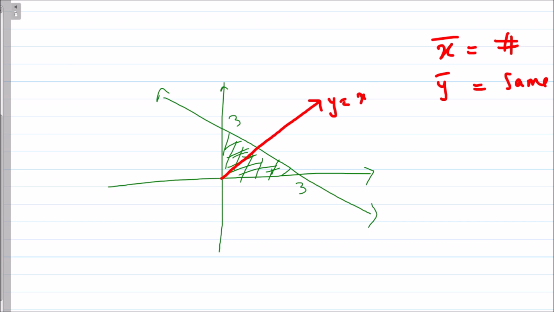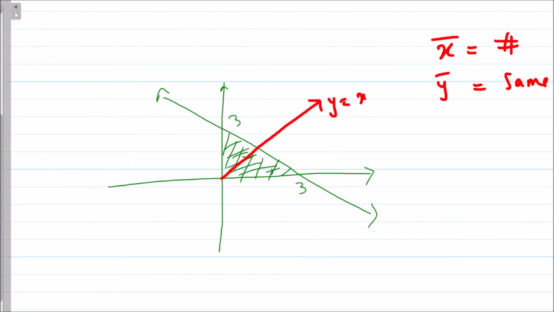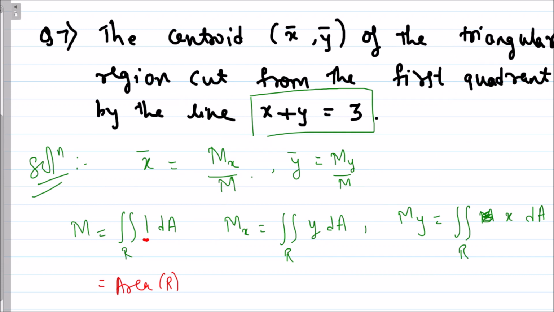Another thing, now the first thing is you want to find the mass, but when the function is 1, this part is nothing but the area of R. What is the area? It's a right angle triangle. So the area is half into base into height. So 3 3s are 9, nothing but 4.5. This is the mass. What will be your mx?